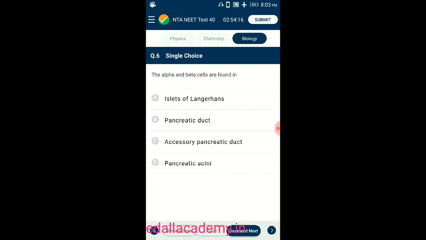Question number 6. The alpha and beta cells are found in. Islets of Langerhans is an endocrine part of the pancreas which contains alpha cells, beta cells and delta cells. Pancreatic acini cells secrete pancreatic enzymes. The ducts carry these secretions. So the answer for this question is option A, Islets of Langerhans. The alpha cells and beta cells are found in Islets of Langerhans.